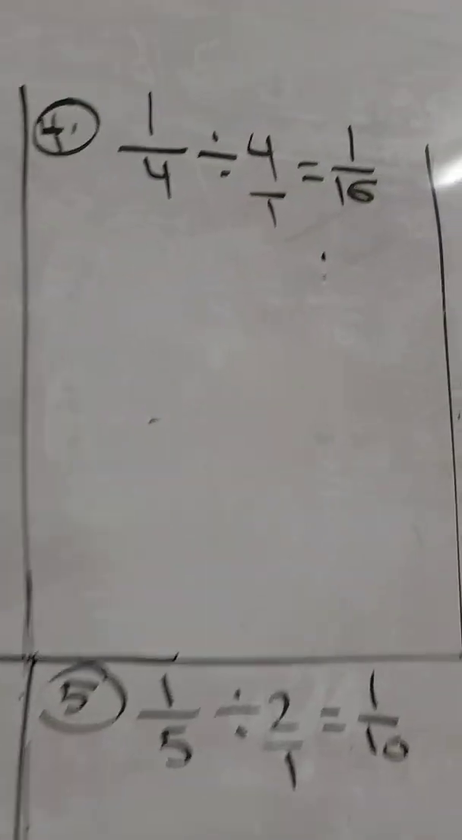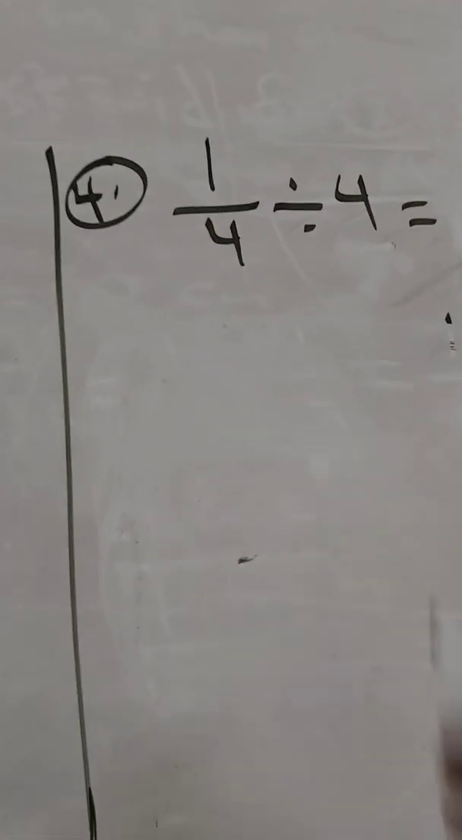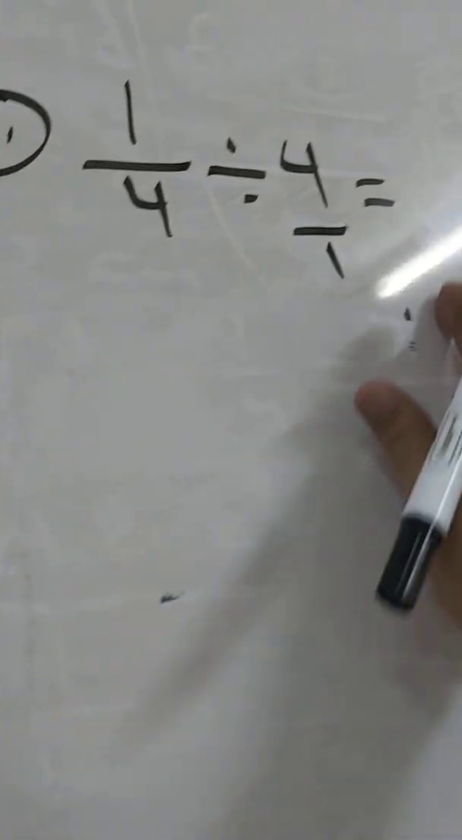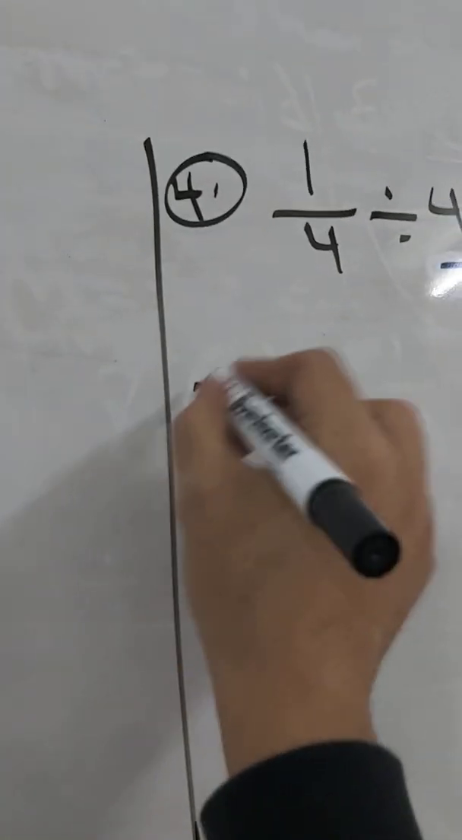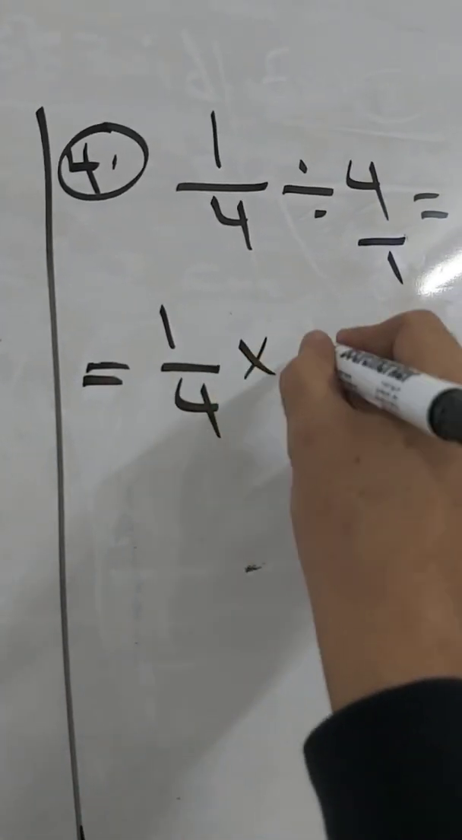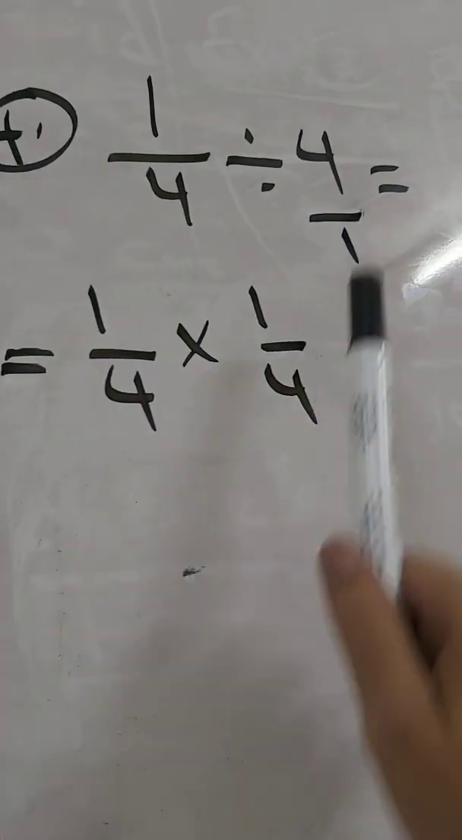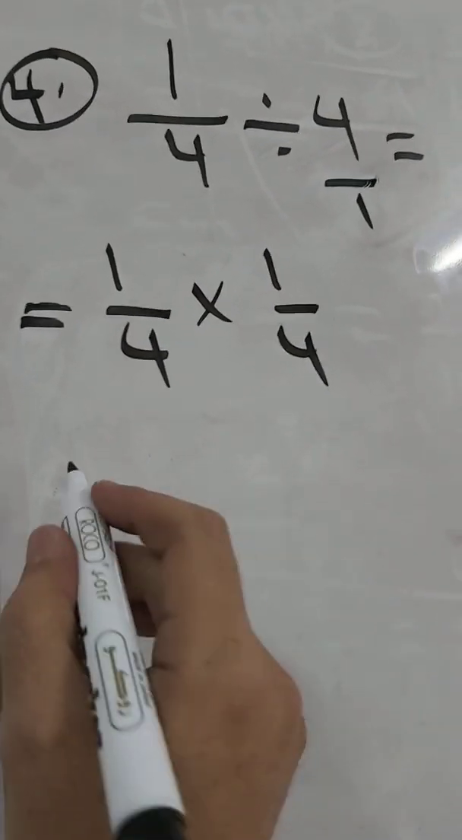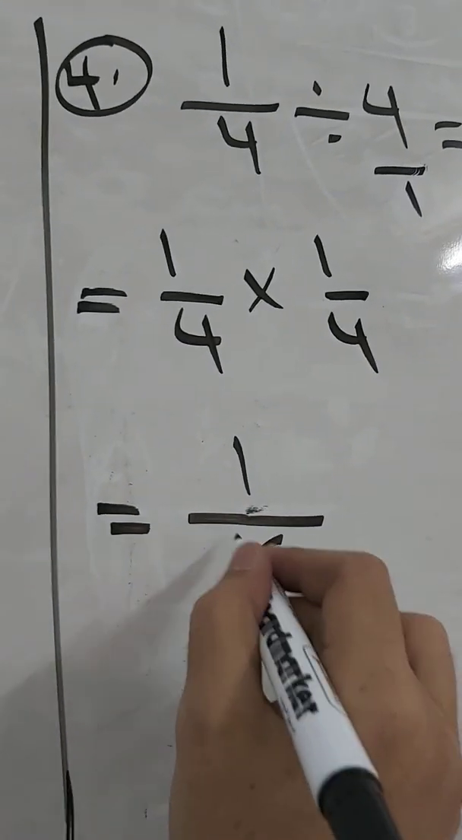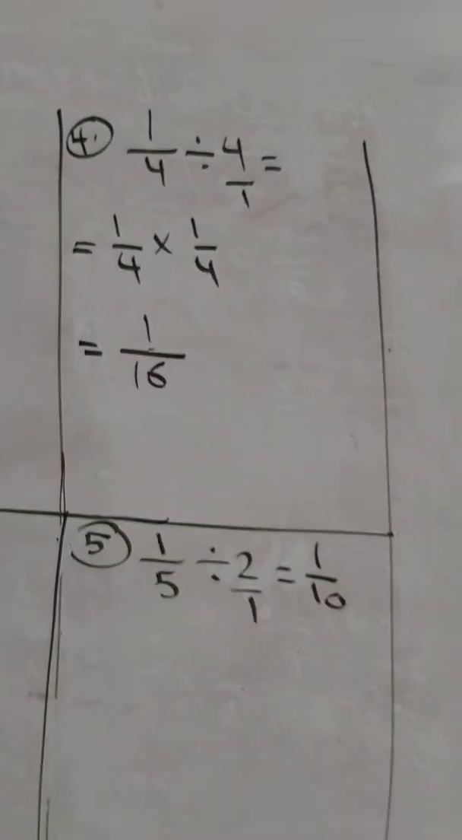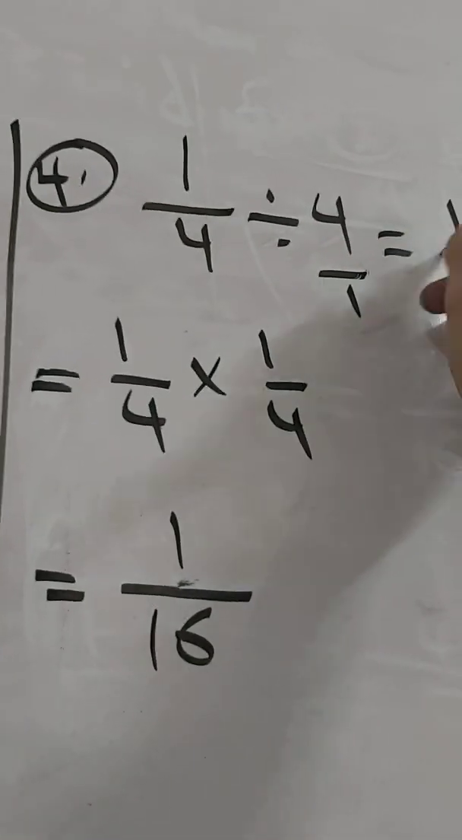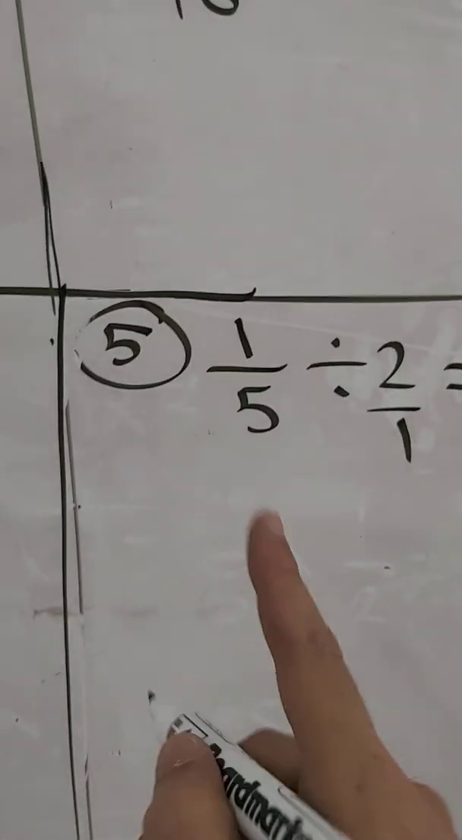Now, question 4, for example, we have 1 over 4 divided by 4. The 4, make it a fraction, the whole number, make it a fraction, and do the steps. This is equal to 1 over 4 multiply 1 over 4. We flip this. This will be 1 over 16. So the answer is 1 over 16.